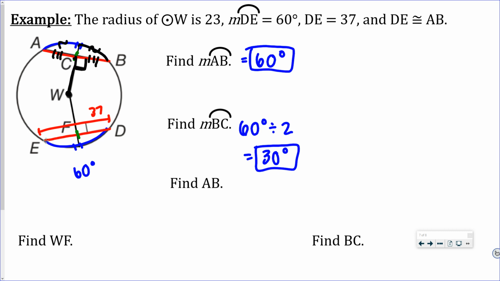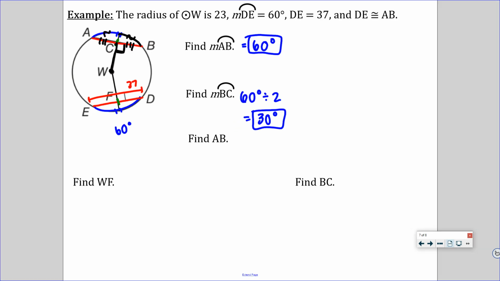Okay, bear with me. I knew that from the perpendicular marking. Find AB. That would be referring to the length, right? It doesn't give me the arc symbol, AB. What would the length of that chord be? 37. They're congruent. It's that easy. 37.